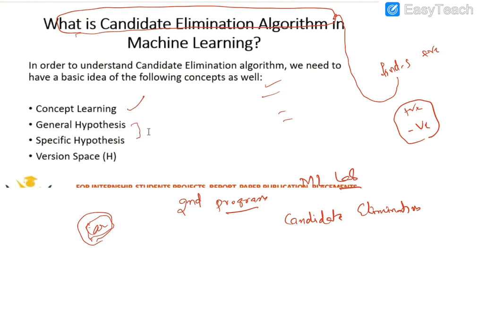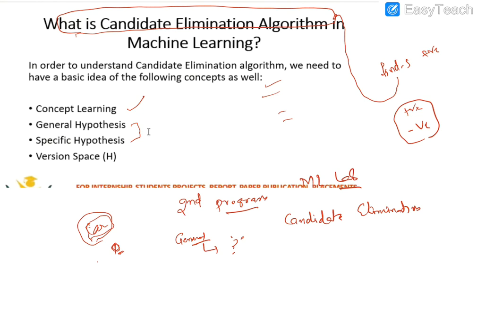And general hypothesis, specific hypothesis. In the Find-S algorithm, we deal with only the specific hypothesis. What is a specific hypothesis? It is represented with the phi value. Whatever initial value we consider for the hypothesis is represented with the help of phi. And we are going to add the general hypothesis. What is the general hypothesis? It is represented with the symbol question mark. So, most specific to most general.